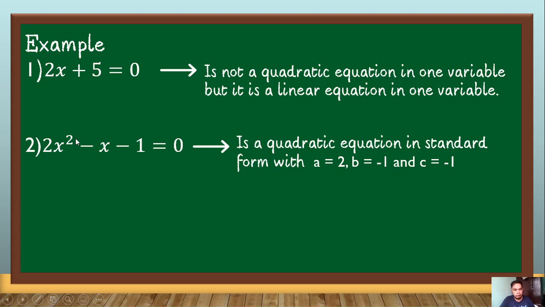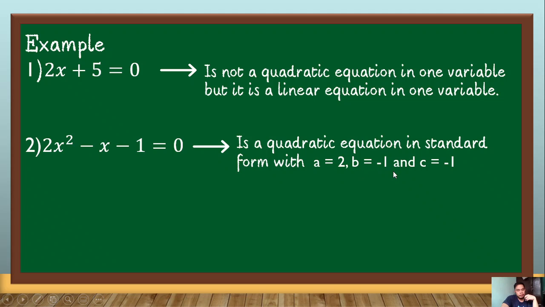Since the first term contains the squared term, and we have the second term, and also we have the constant. Okay? So it follows the format of ax squared plus bx plus c equals 0. Where a is equal to 2 again. As I repeat, a is the numerical coefficient of the x squared term. So a is equal to positive 2.